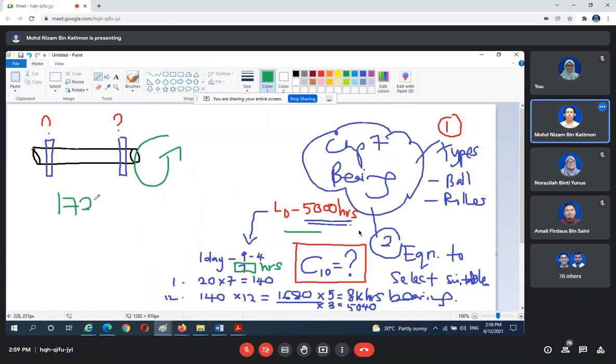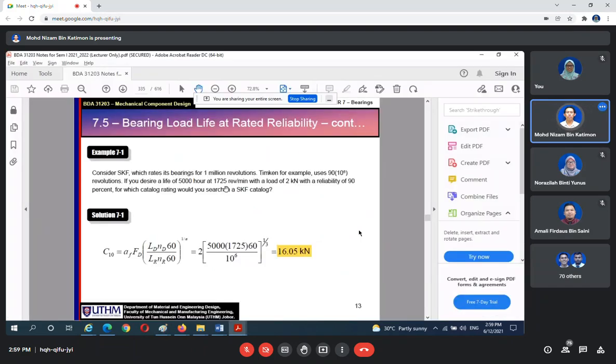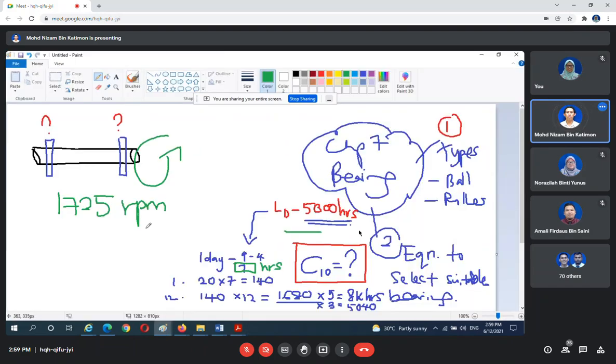And then the revolution speed, 1725 revolutions per minute. This is also considered a desired value. As a user, you set what the speed is.